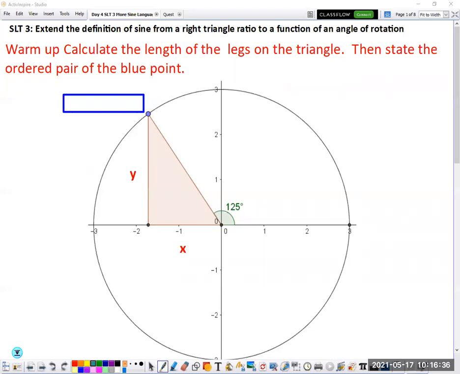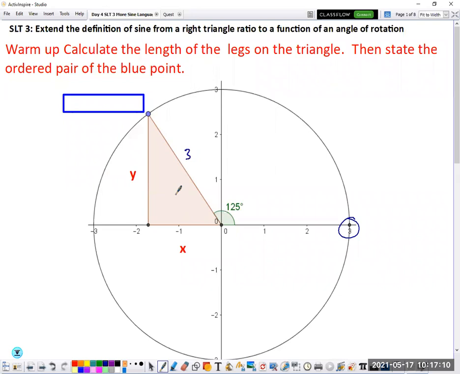The hint I've been sending to people in the chat is: what is the radius of the circle? That will be the hypotenuse of the triangle. So, Jack H, what is the radius of the circle? It would be 3. So that means that 3 is the hypotenuse.